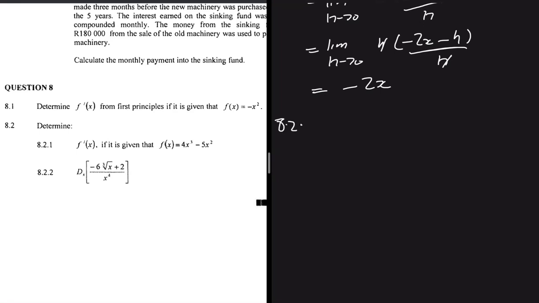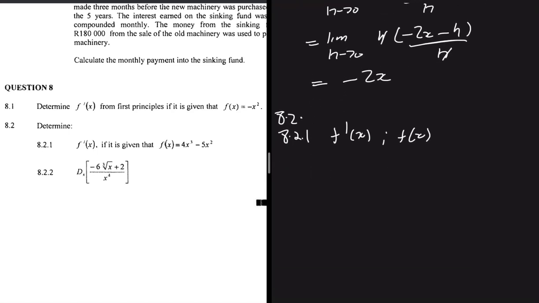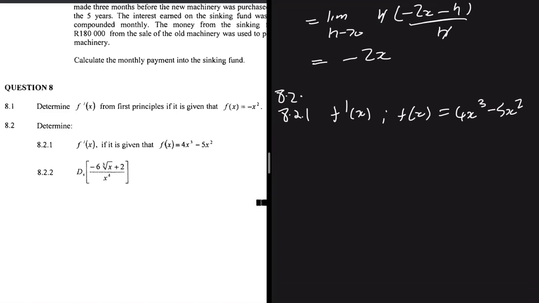So for 8.1, we're supposed to get minus 2x, which is quite straightforward and easy if you use the power rule. So 8.2.1 says, let's find f prime of x if it is given that f of x is equal to 4x cubed minus 5x squared. You can go ahead and use first principles if you want to waste a bit of time, but you can just use the power rule, right?